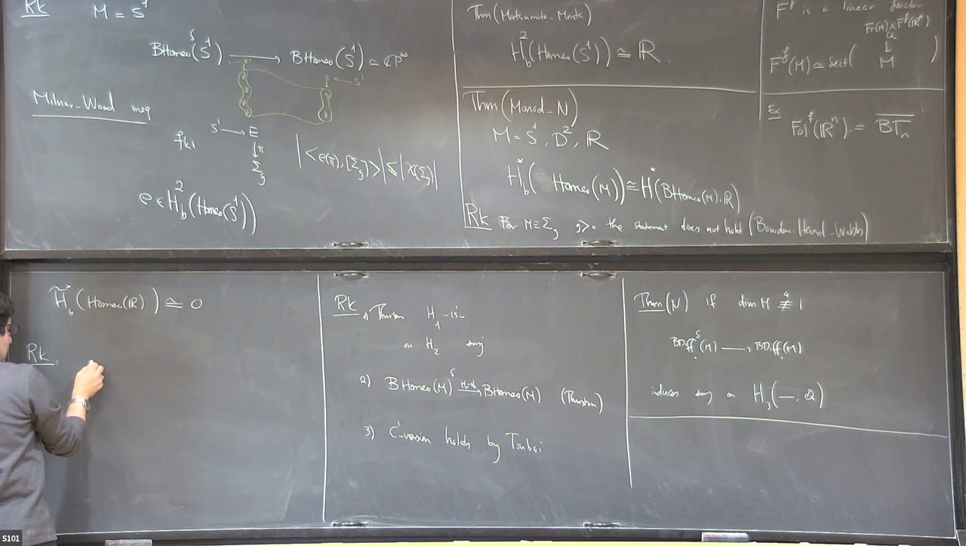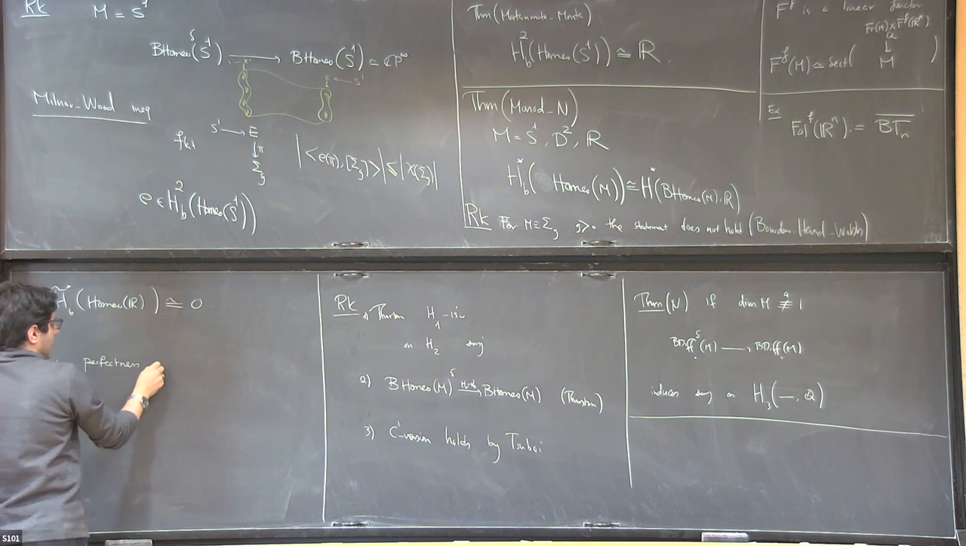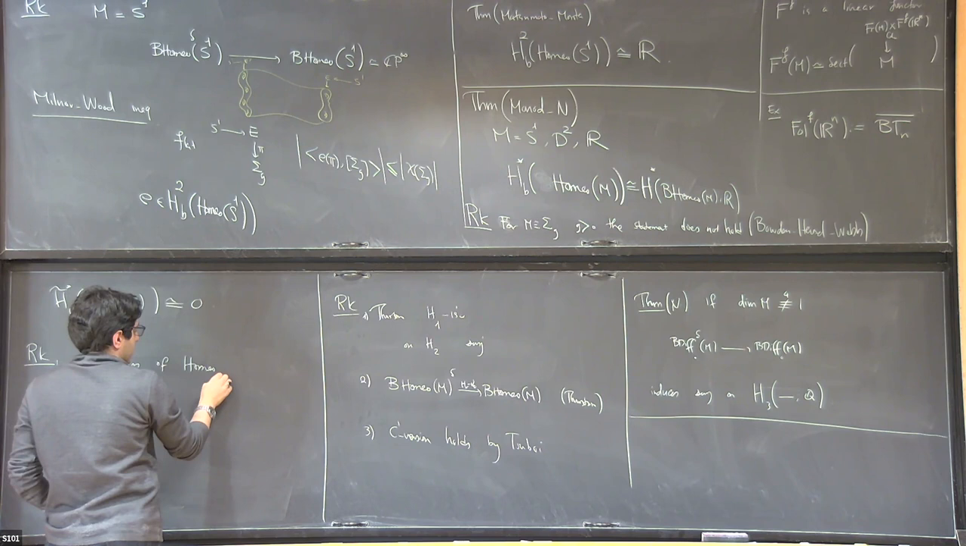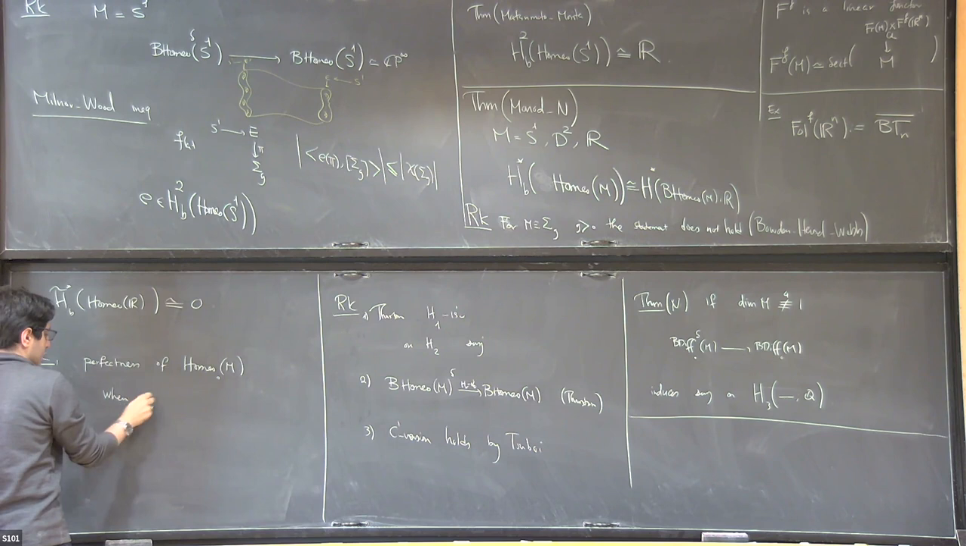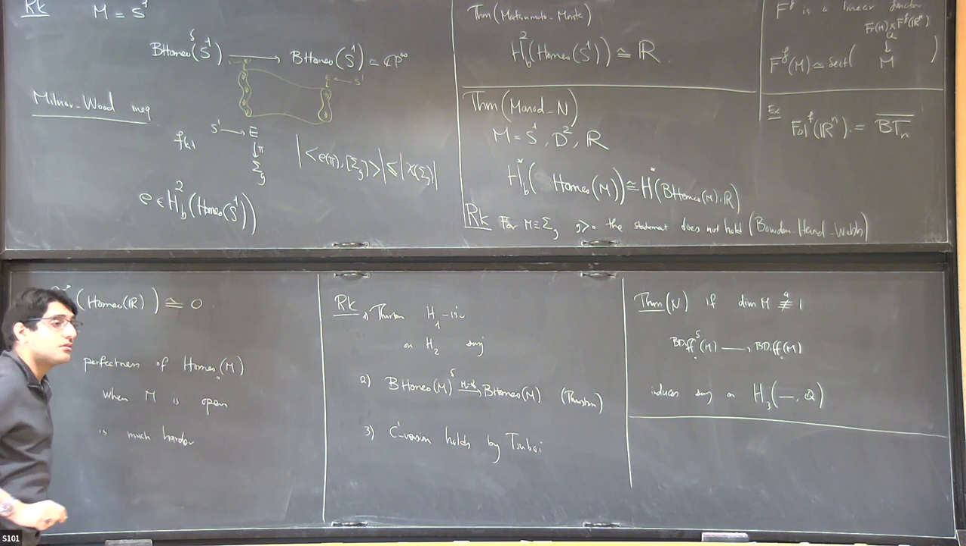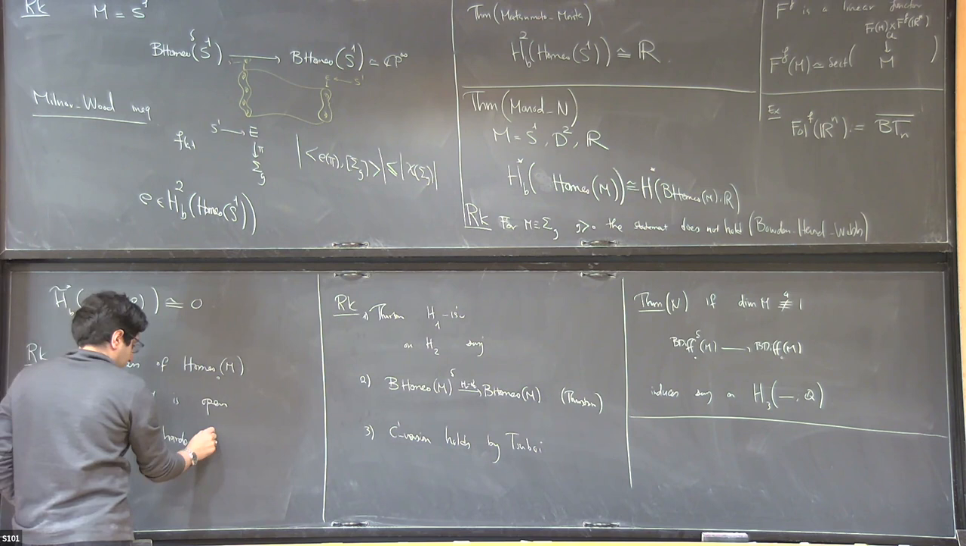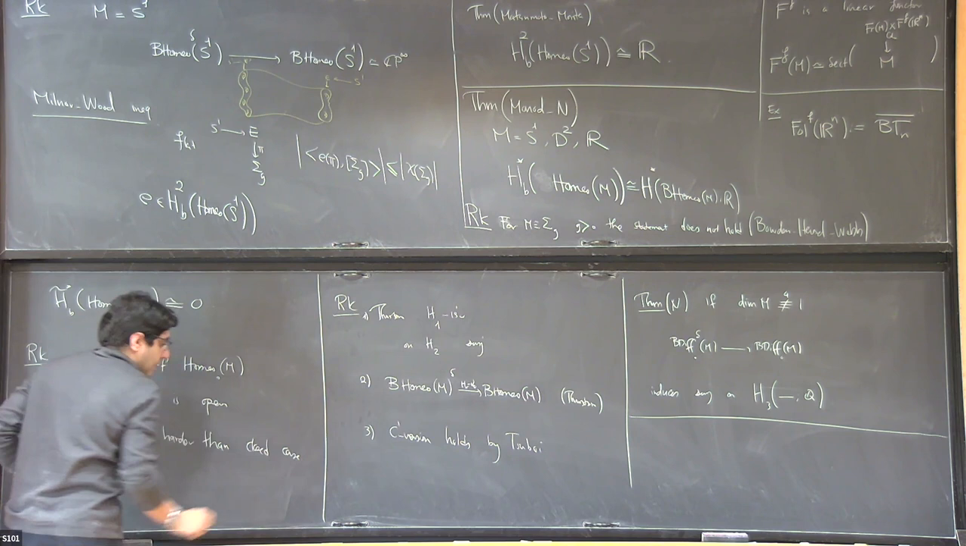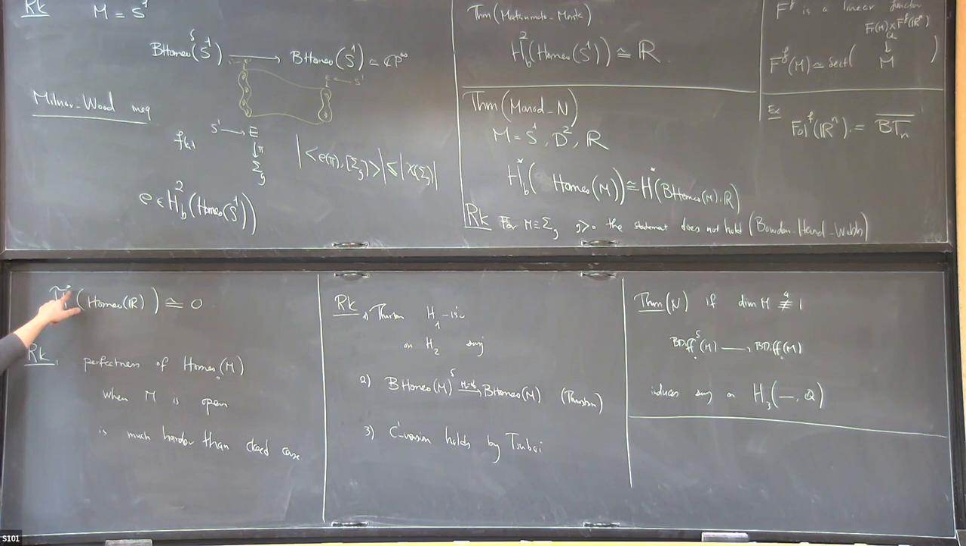So I'm going to make this point that perfectness of the identity component of homeo of M when M is open is much harder, even without any boundedness. Much harder than the closed case. What does the tilde over H mean? Reduced, i.e. when star is bigger than zero.